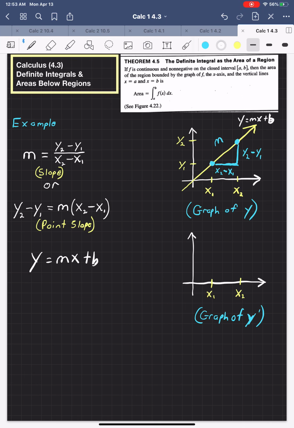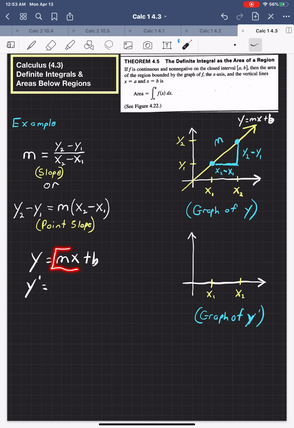That's the equation of a line. So if you were to take the derivative of that, does it make sense to you that the derivative of y would just be what? Well, let's start with, what would the derivative of a constant be? Well, that would be 0.